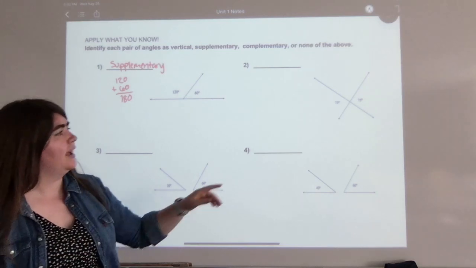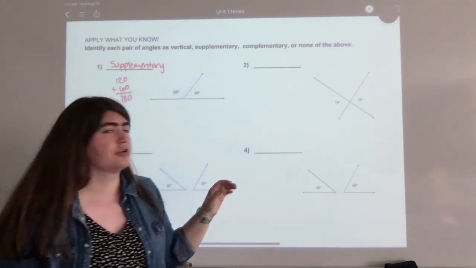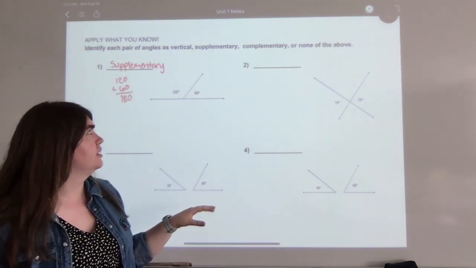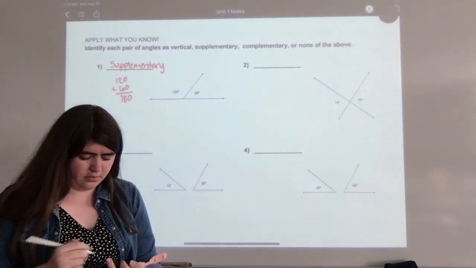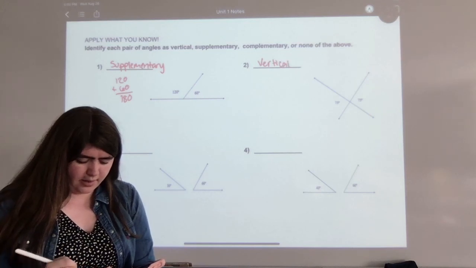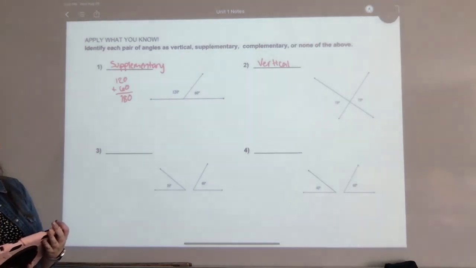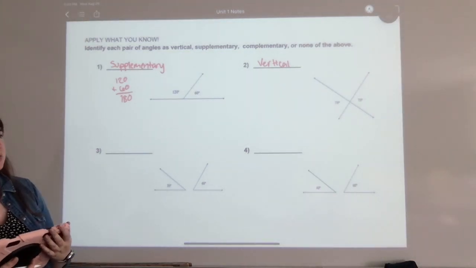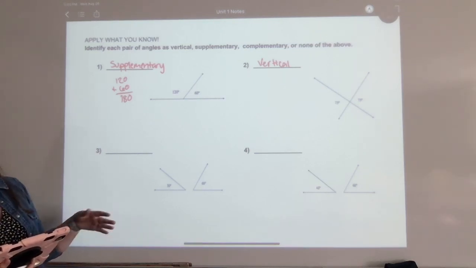For number 2, I have 75 degrees across from 75 degrees. They are congruent angles across from an intersection, which means that I'm working with vertical angles. They are neither complementary nor supplementary. 75 plus 75 does not equal 180 degrees. It does, however, equal 150 degrees, but that does not apply to anything other than vertical here.